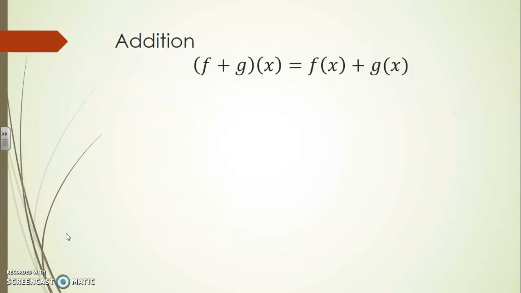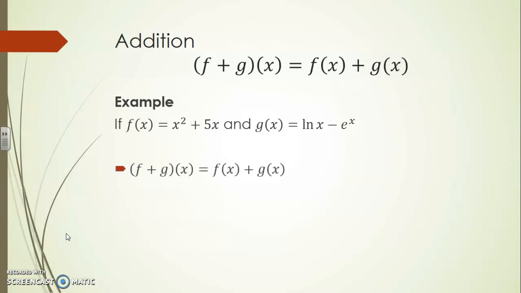We're going to start off with addition. Labeling a function f plus g acting on some value x is equivalent to calculating f of x and g of x individually. For example, if f of x is x squared plus 5x, and g of x is ln of x minus e to the power x, then the function formed by the sum of f and g would be obtained by adding the individual functions that we started off with.